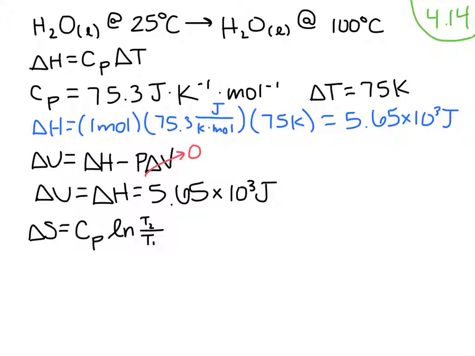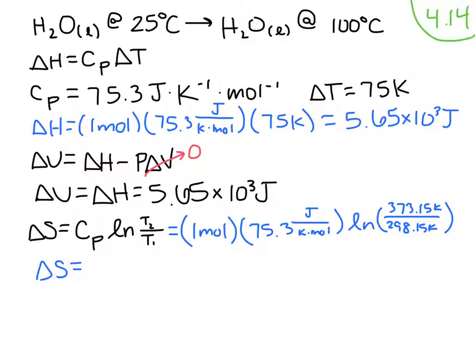To find the change in entropy, we use delta S is equal to the specific heat capacity times the natural log of the final temperature over the initial temperature. Again, when we plug our values in, we have to multiply the molar heat capacity by 1 mole, and we end up with a delta S value of 16.9 joules per Kelvin.